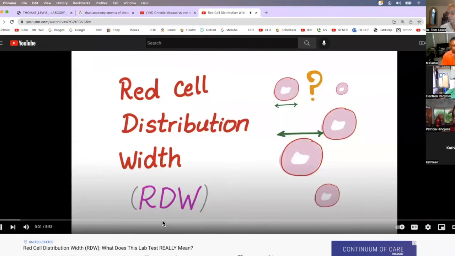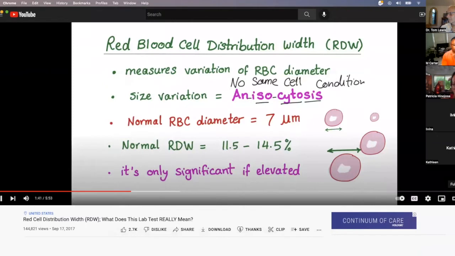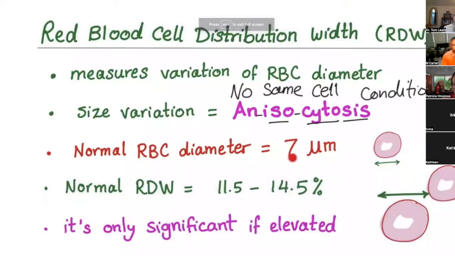So we continue our talk about hematology. In this guy, the cells are of different diameters, and the RDW is high. There is an increase in the distribution of widths. The normal RBC diameter is around 7 micrometers. The normal RDW is a percentage of the variation, normally between 11.5 and 14.5%. It's only significant if elevated.